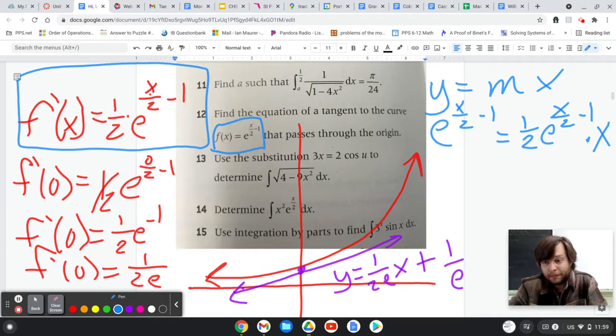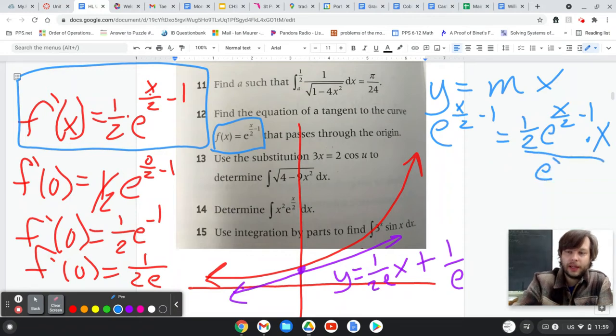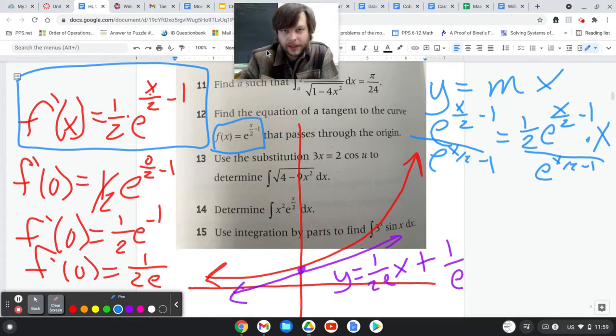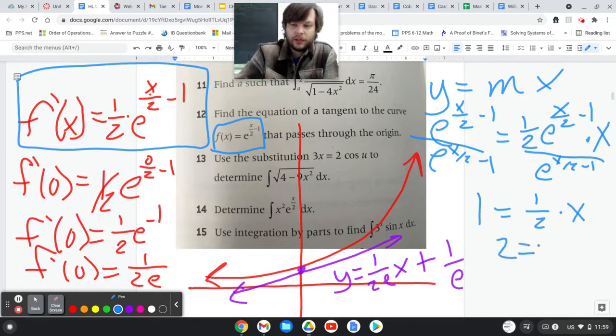And what I notice is that both sides have the same e to the x over 2 minus 1. And so I can divide both sides by e to the x over 2 minus 1. Let's move my little face out of the way. And then what's really nice about that is it cancels out to leave you with 1 equals 1/2 times x. So what did we just figure out here?